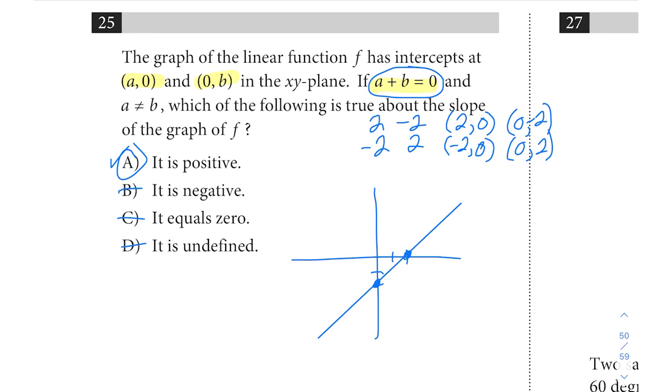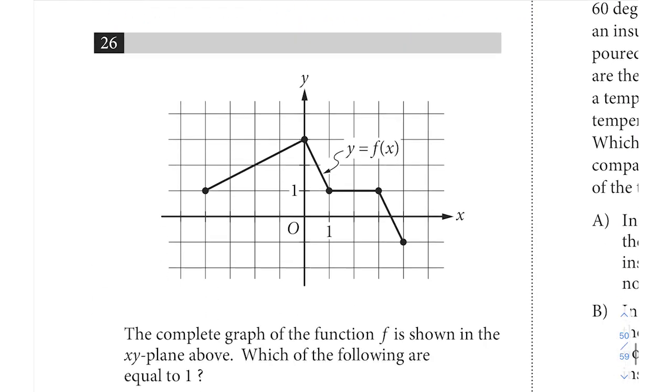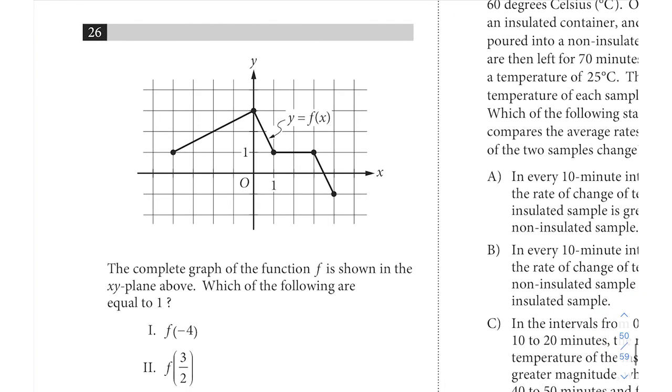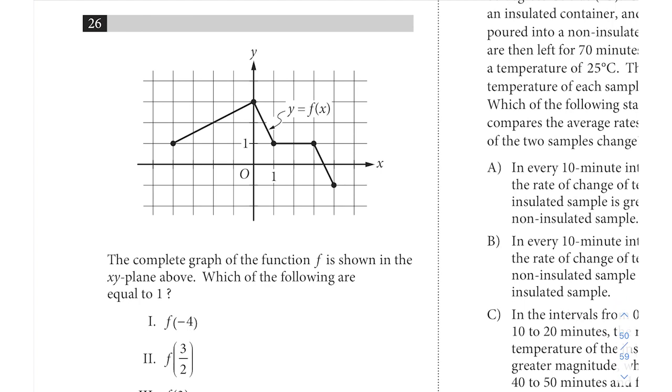So if we had (negative 2, 0) and then (0, positive 2), let's see if we would still get a positive slope for that one as well. So here, (negative 2, 0) would be here on our x-axis, and then (0, 2) would be here on our y. And if we connect those 2 points, let's see. Yep, it's still a positive slope, so we're in good shape. We didn't do something incorrectly or make a mistake or just happen to get lucky. It is a positive slope no matter what values we pick for that, and we can confidently pick A and move on to 26.